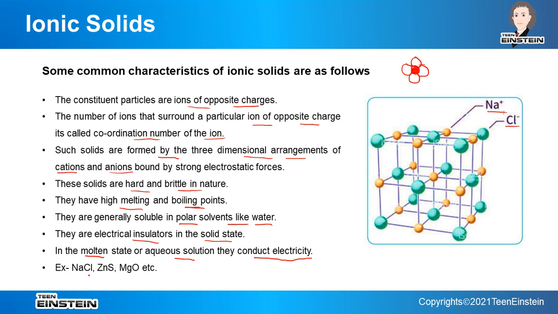Some examples are sodium chloride, zinc sulfide, magnesium oxide, etc. So here we have the example of sodium chloride. This is the anion because it is larger in size, and this is the cation. Okay, so you can see there is a particular, orderly arrangement. Okay, this is the second one.